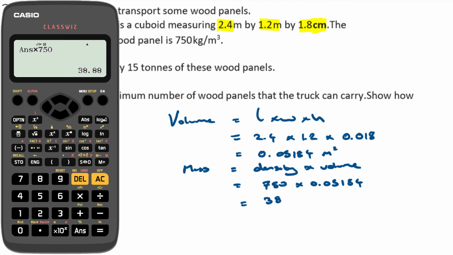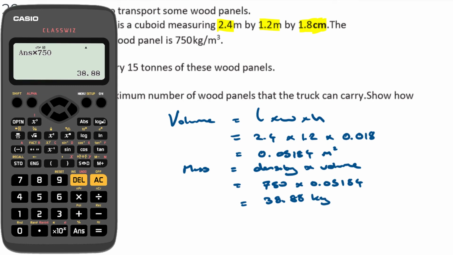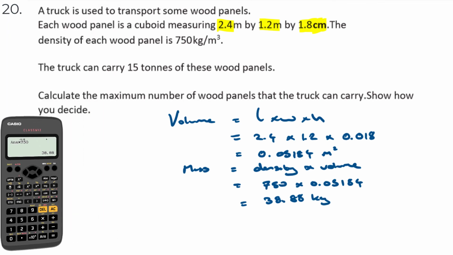So they weigh 38.88. What's the units? It's going to be in kilograms per panel, isn't it? Almost 39 kilograms per panel. Okay, so the truck can carry 15 tons. Now this is a metric ton when it's written like this, and a metric ton is 1,000 kilograms. So this is actually 15,000 kilograms, isn't it?